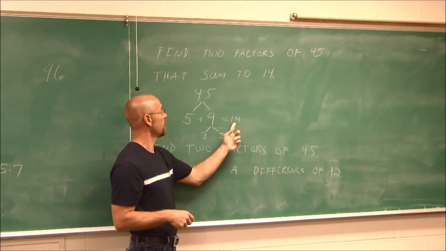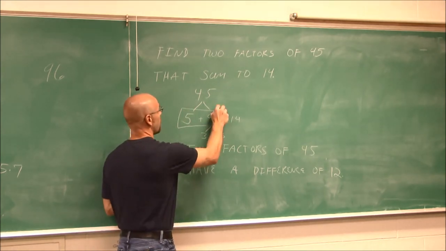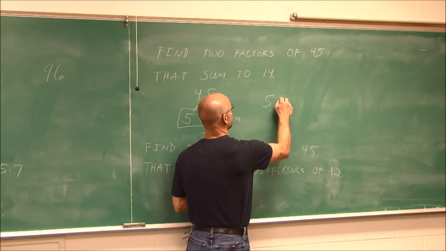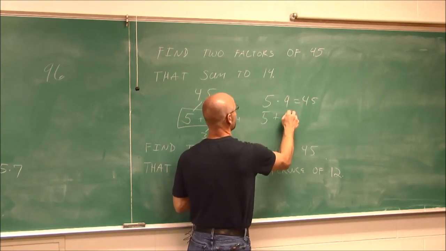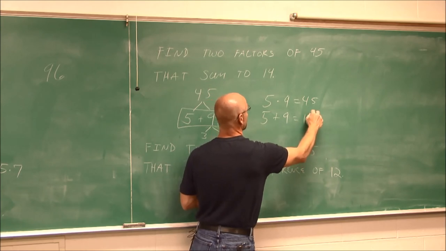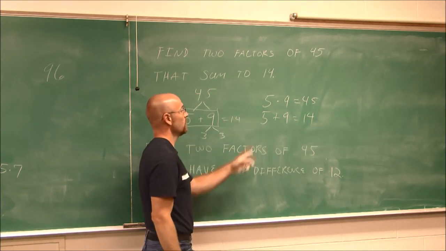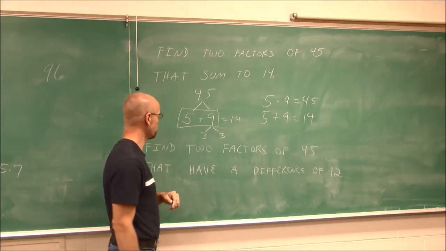So I say 5 plus 9 is 14. These are my two factors. 5 times 9 equals 45. And the sum of these factors equals 14. So 5 and 9 would be my answer.